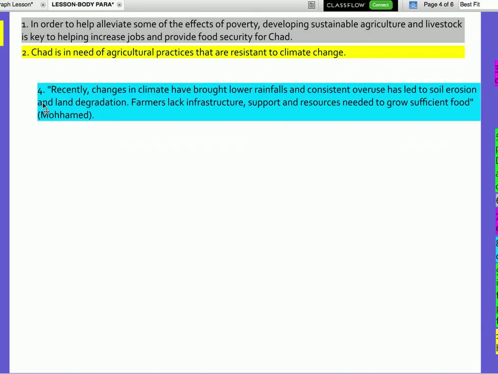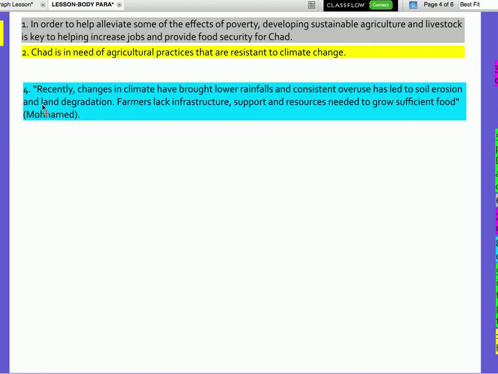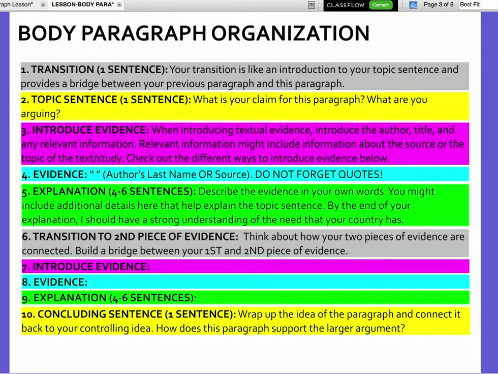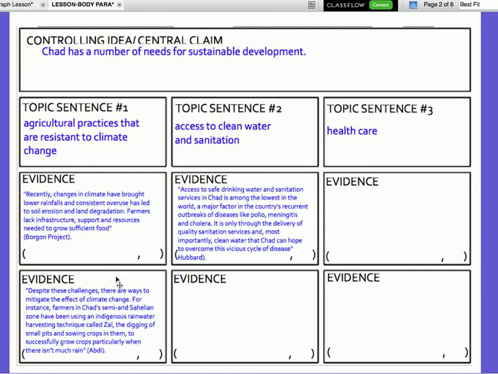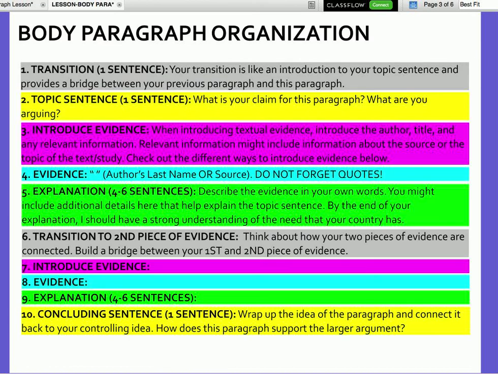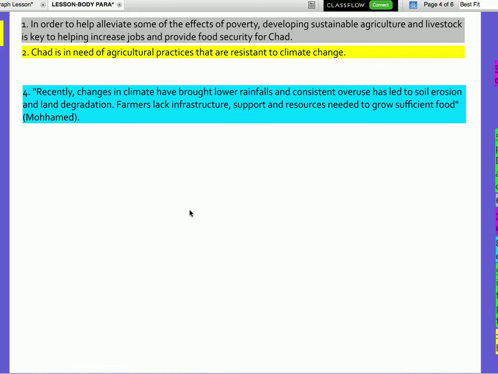So I'm going to first pull out my evidence that I chose. You might go back to this sheet and see if these 2 pieces of evidence work well together, and then choose the one that might explain the issue first before you highlight things that they're already doing or what that need is specifically. So my first piece of evidence is: recently changes in climate have brought lower rainfalls, and consistent overuse has led to soil erosion and land degradation. Farmers lack infrastructure, support, and resources needed to grow sufficient food.